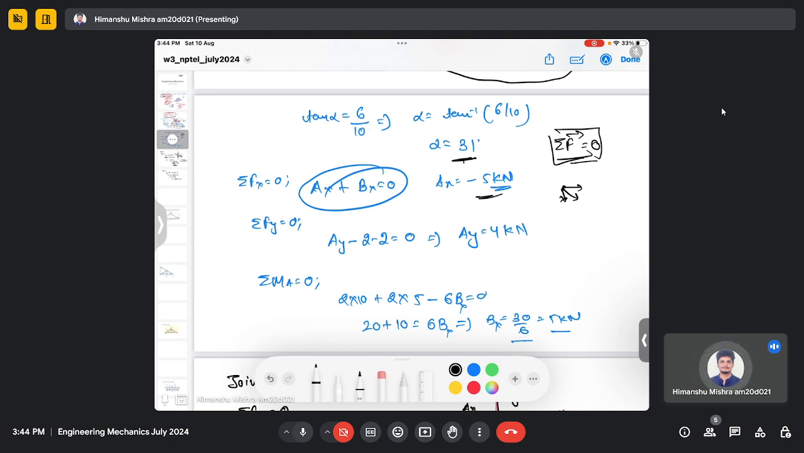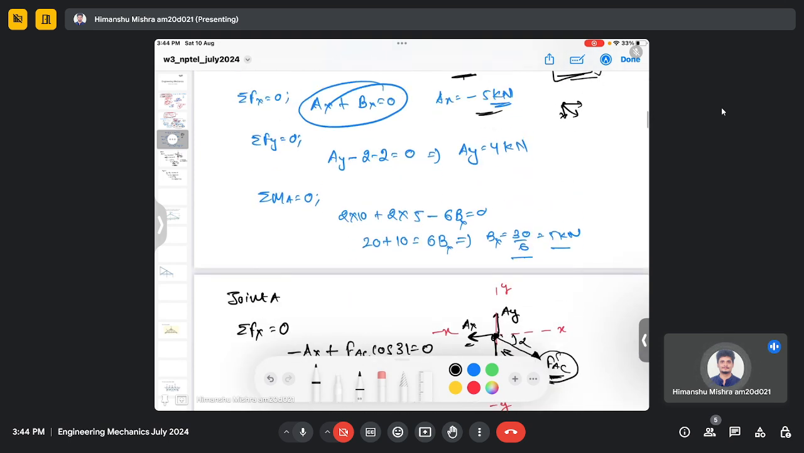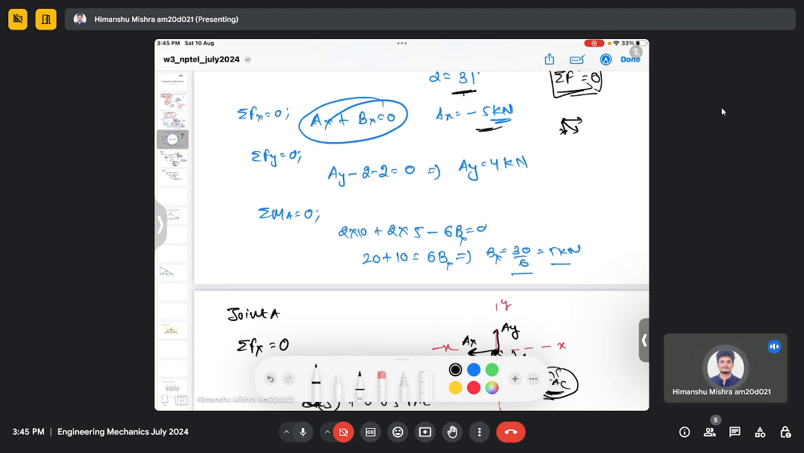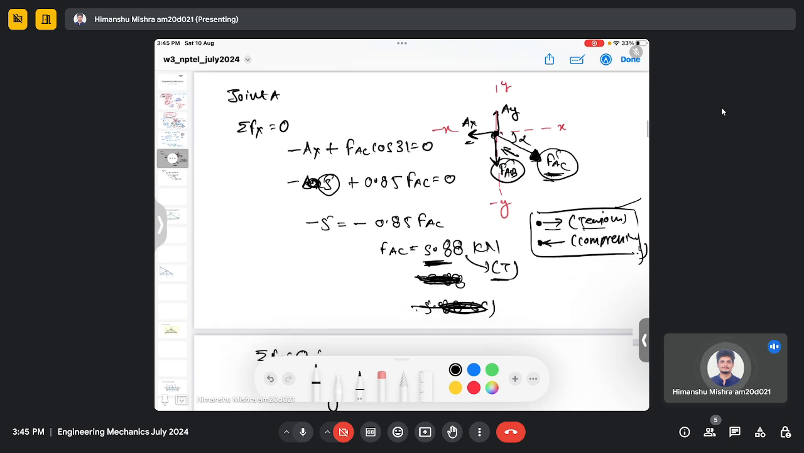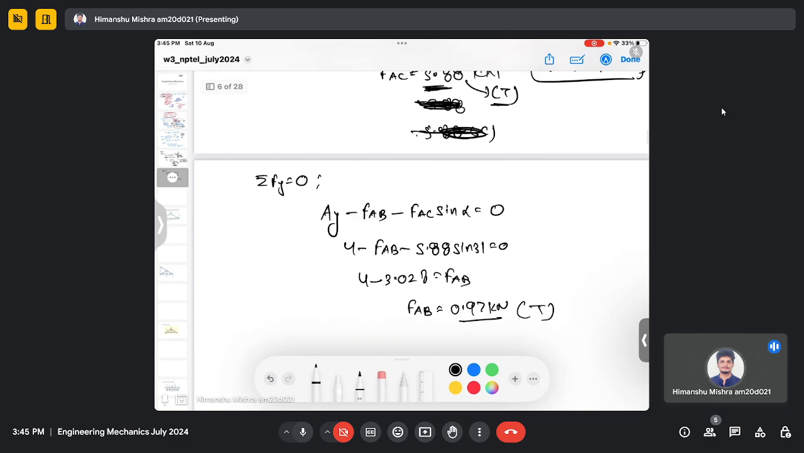And using this force balance equation, we can find the magnitude of the force in each member. Now, to check whether the force is tensile or compressive, we need to use a simple method that you can check from this joint. If the force is going away from the joint, then it's a tension, and if the force is going towards the joint, then it's a compressive force. By using this method, you can say if the force is tensile or compressive. So any doubt till now?